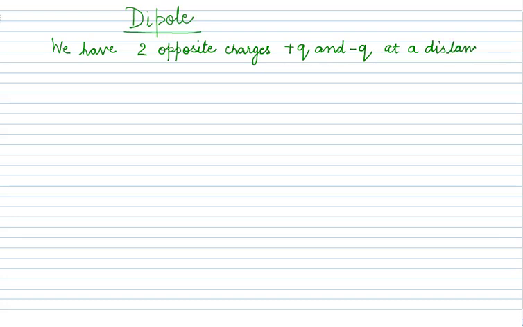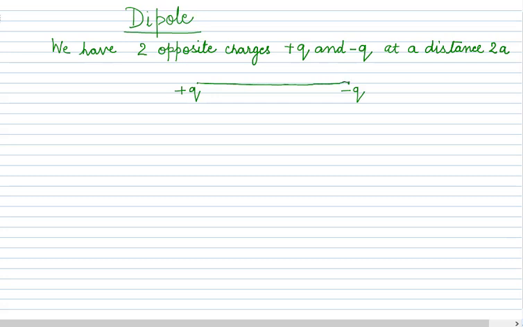So these are at a distance of 2a. We have just doubled the distance. Here I am drawing a dipole. Say this is a charge plus q and we have another charge minus q, and the distance between these two point charges is taken as, say this is the center of the dipole, and the total distance between these two charges is 2a.